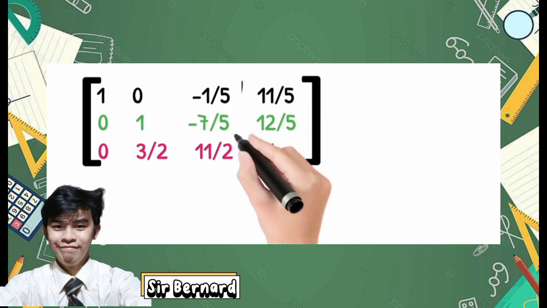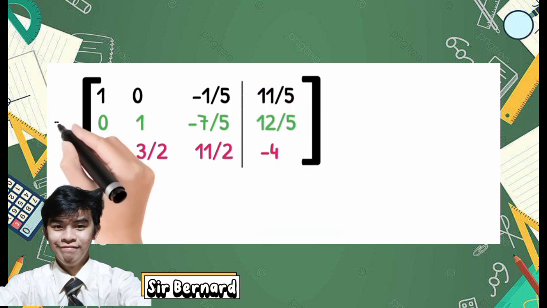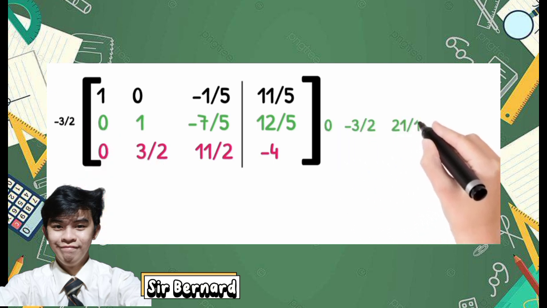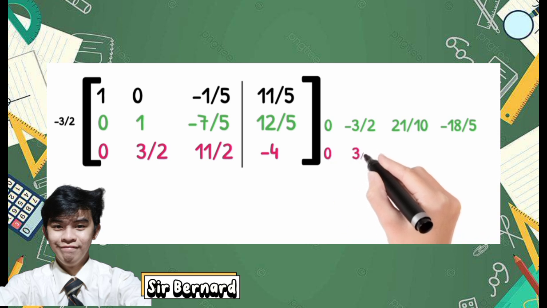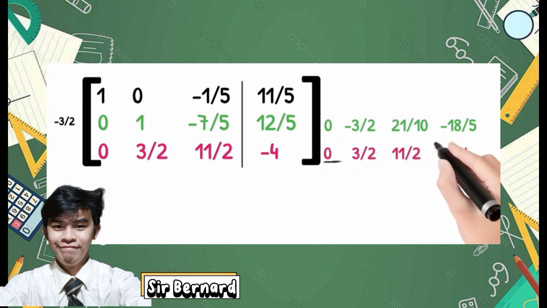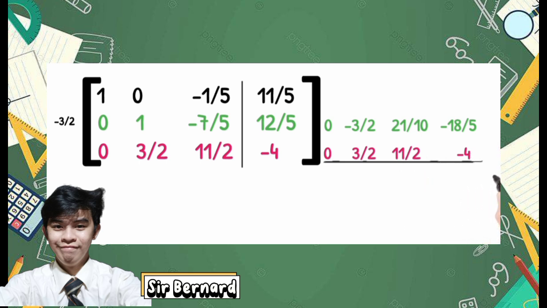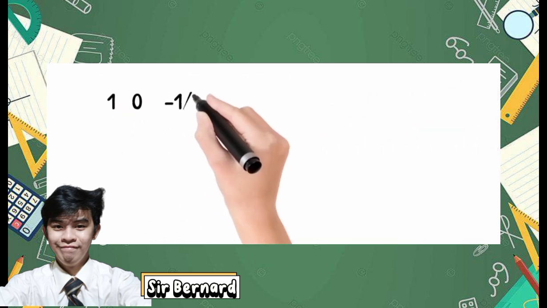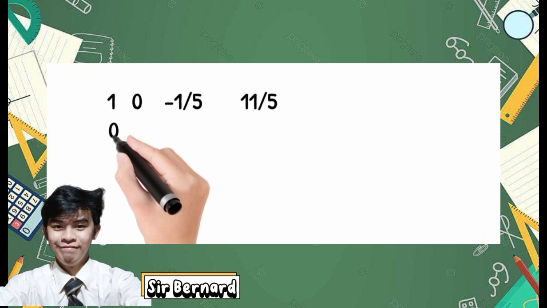Again, the next step is to zero the 3 halves in row 3 by simply multiplying negative 3 halves by row 2 and adding to row 3. The answer is 0, 0, 38 over 5, and negative 38 over 5. Copy row 1 and 2.